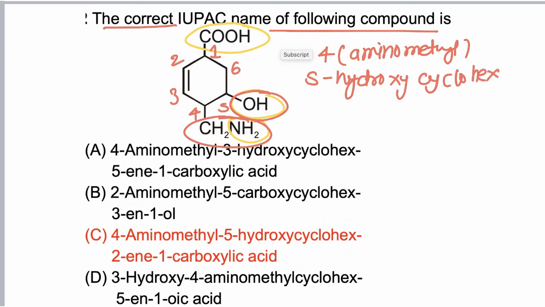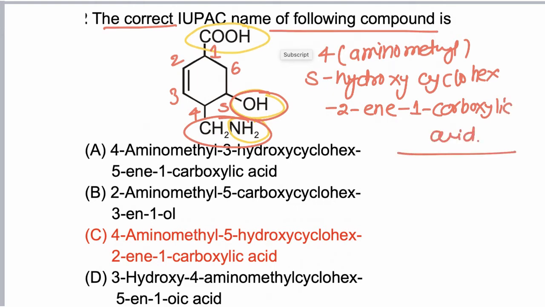Since 6 carbon atoms are present in the ring, and a double bond is present at the second carbon, so 2-ene. At the first position COOH is attached. Now the carbon of COOH is not included in the main chain. Hence instead of using oic acid, we use carboxylic acid, and hence the correct answer is C, 4-aminomethyl-5-hydroxycyclohex-2-ene-1-carboxylic acid.